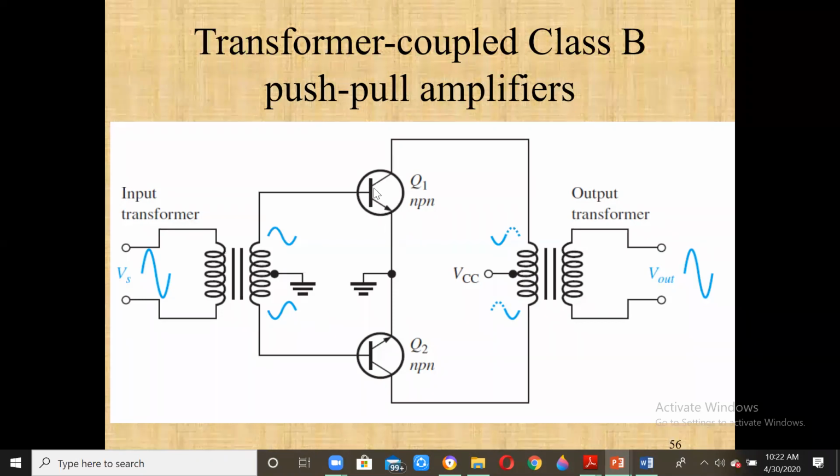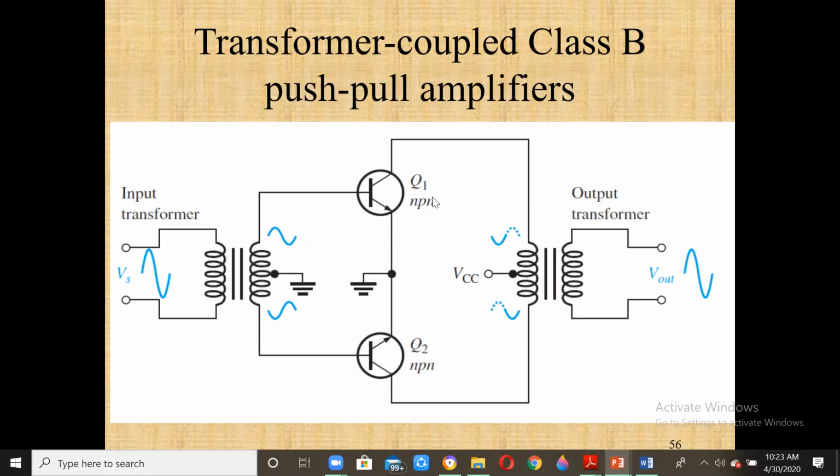Therefore, this transistor operates in the positive half of the cycle. This transistor operates when this is positive. This is positive when the input is negative. When the input is positive, this will be positive. When the input is negative, this will be positive. Because both are NPN transistors, when this is positive, Q1 will be on. Q2 will be on when this is positive, which just means when the input is negative. So input positive, Q1 on; input negative, Q2 on. That is how they are going to operate.